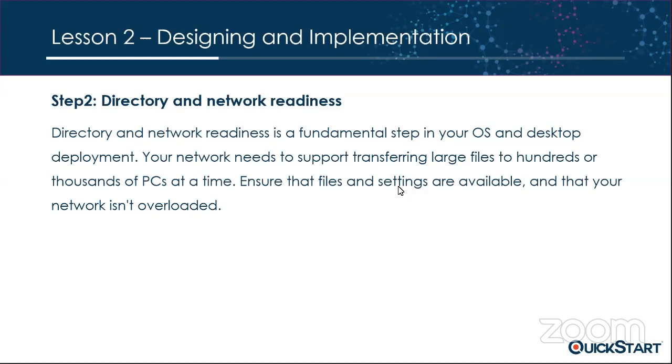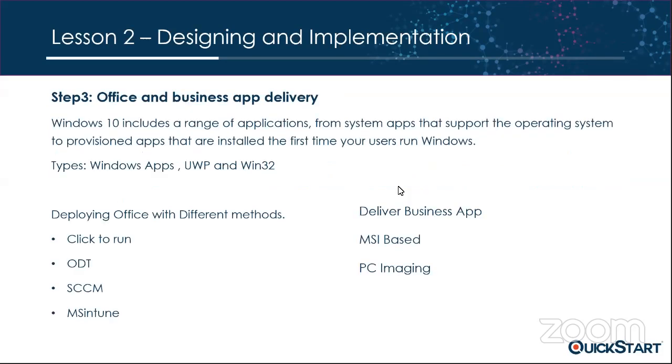There are some tools available. If you get on with the network readiness, there are some tools available in the Microsoft platform where you can identify the bottleneck points for this migration. Let's go to the third step here. The third step is Office and Business App Delivery.